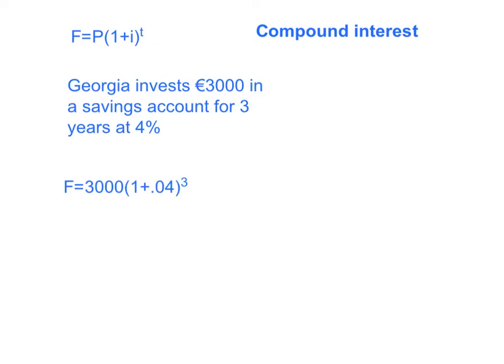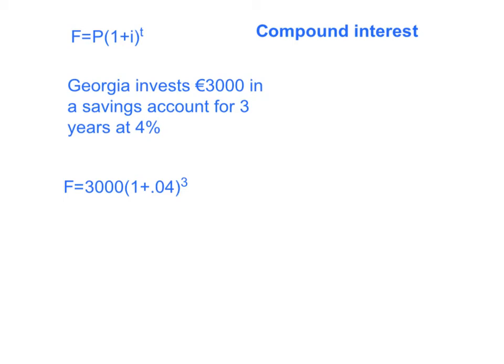Okay, so as you can see, we fill in, instead of P, our principal, we're putting in 3,000. And instead of our interest rate, I put it at 0.04. So if you think of it, the last time we were putting it over 100, so 4% would have been 4 over 100. But this time I'm going to put it as 0.04. It's the same thing. 4 over 100 as a decimal is 0.04. And then of course it's to the power of 3 years.